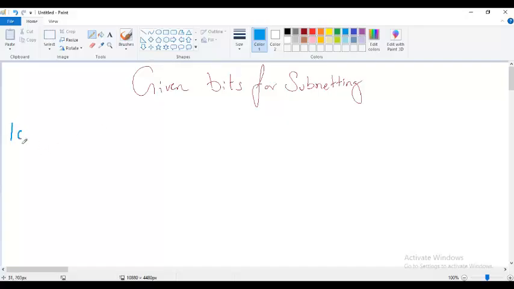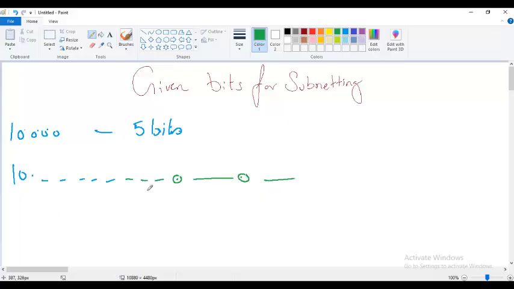Let's say this is the network, and the given bits is 5 bits. There is no formula needed here because they already gave you the number of bits. Now using this, we have to do subnetting. 5 bits given: 10.1, 2, 3, 4, 5. These are the 5 bits given. The other 3 bits in this octet are still housed.